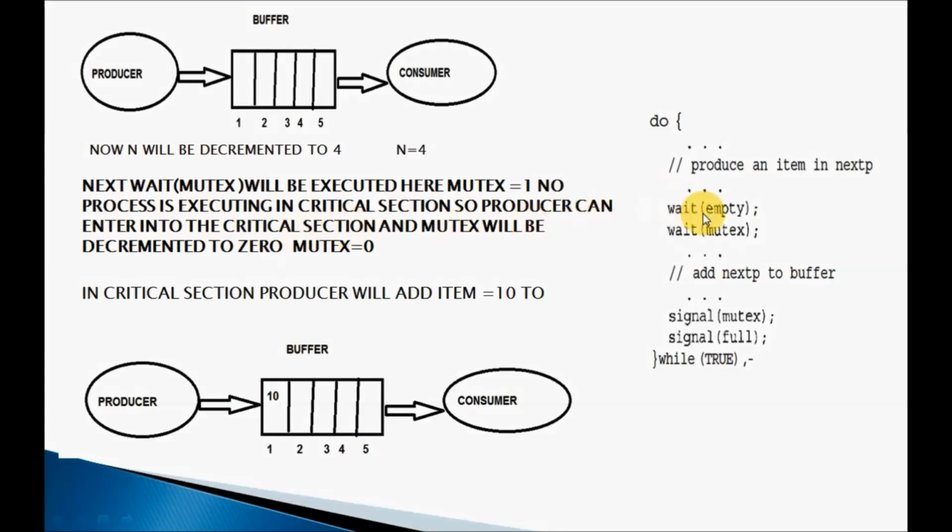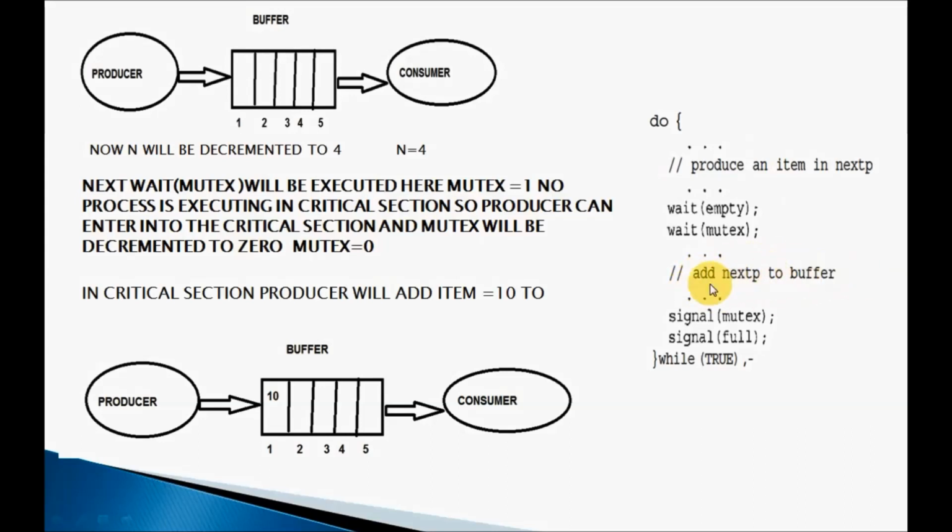The producer can easily enter into its critical section because the mutex value is 1. And along with that, the mutex value will be decremented from 1 to 0. You will understand why empty is decremented and mutex is decremented. Getting it, guys? So now the producer can enter into the critical section. So this is the critical section.